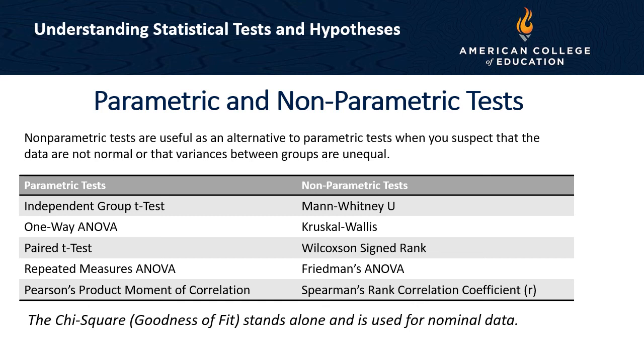So independent group t-tests, one-way ANOVA, paired t-tests, and repeated measures ANOVA are all significant difference tests. And each one of them has its nonparametric equivalent if your data are not normally distributed. So that's the Mann-Whitney U, the Kruskal-Wallis, the Wilcoxon signed-rank, and the Friedman's ANOVA. And by and large, unless you have a very large sample size, you're going to end up using nonparametric tests in your dissertation research. Then if you're doing a correlational study, Pearson's product-moment correlation is the parametric test, and Spearman's rank correlation coefficient is the nonparametric equivalent. The chi-square, which is the goodness of fit test, stands on its own, and that's used primarily for nominal data.